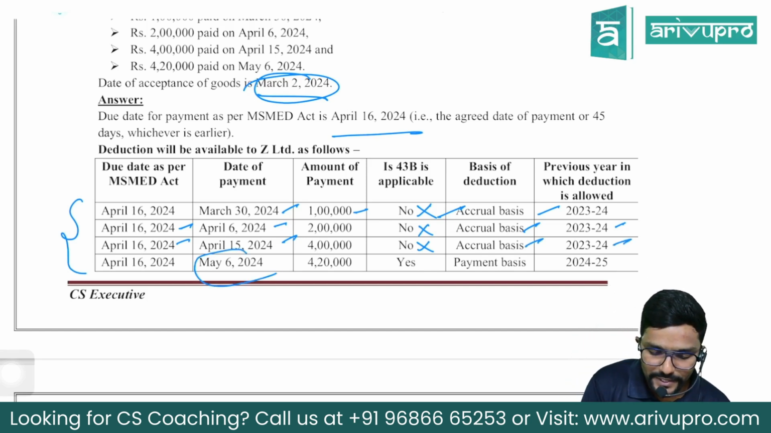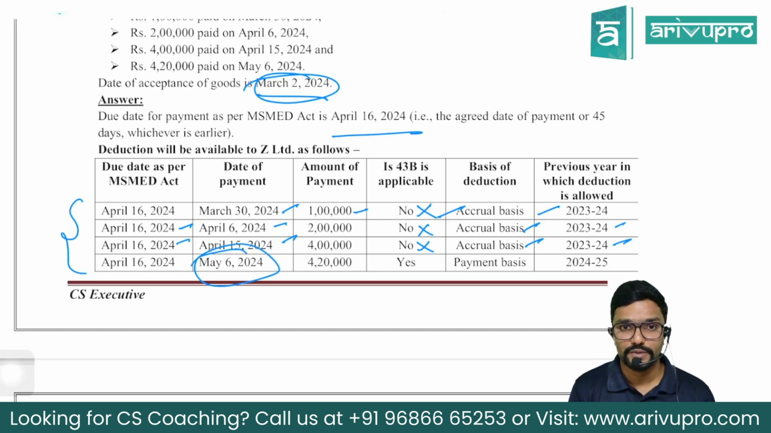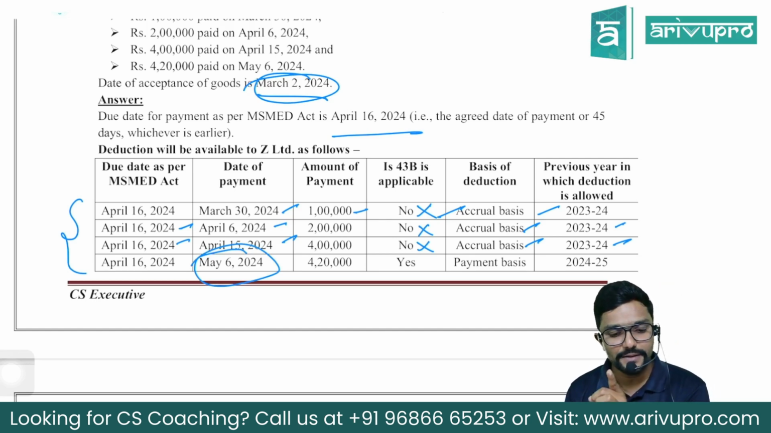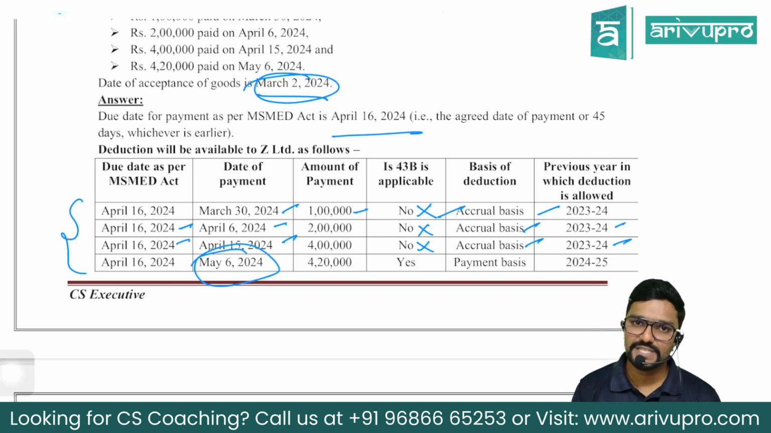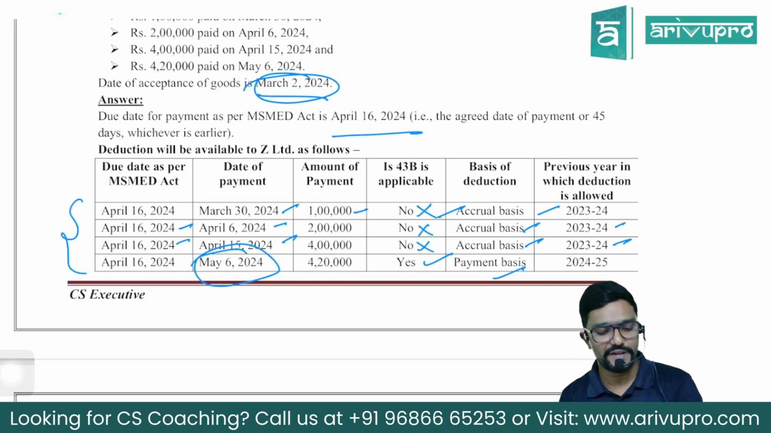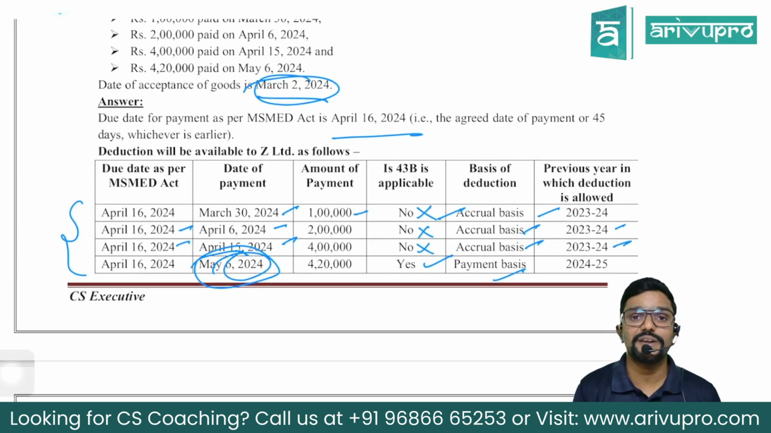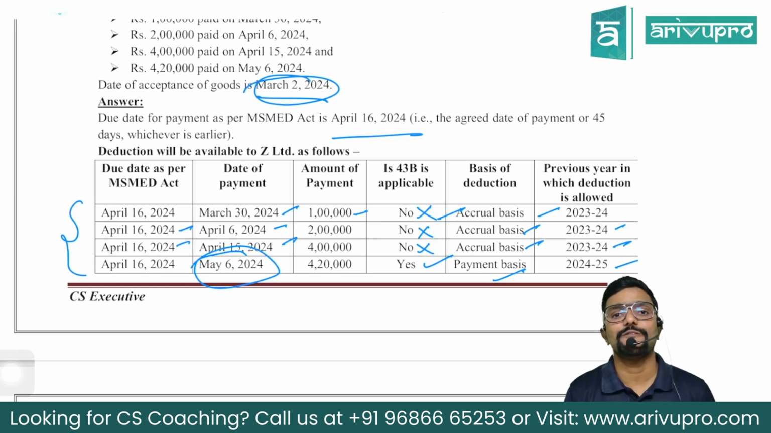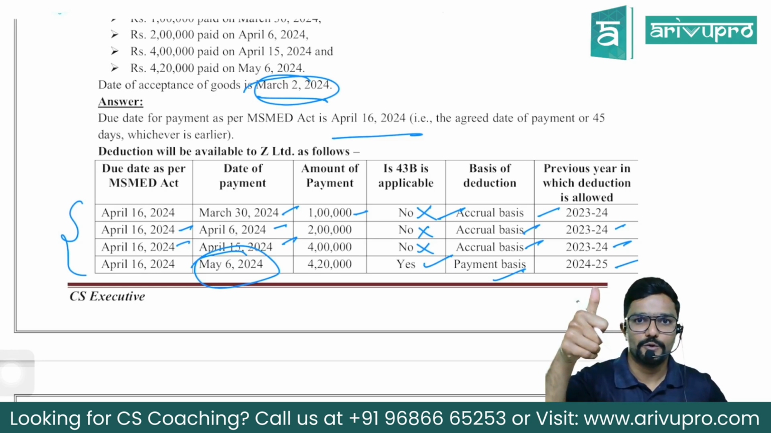Okay, sir. Last payment you observe. The payment is made on May 6th, 2024. Is it made within the due date as per MSMED Act? No, sir. So is section 43B applicable? Yes. So deduction is allowed on what basis? Payment basis. When the payment is made in the previous year 24-25, you can observe May 6th, 2024. So it will be allowed in which year? 24-25. 24-25, guys. Hope you guys got it.